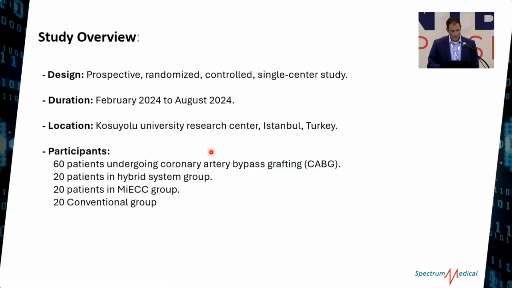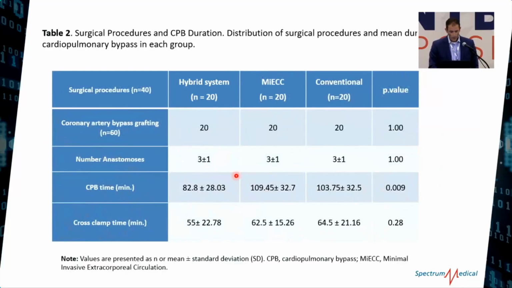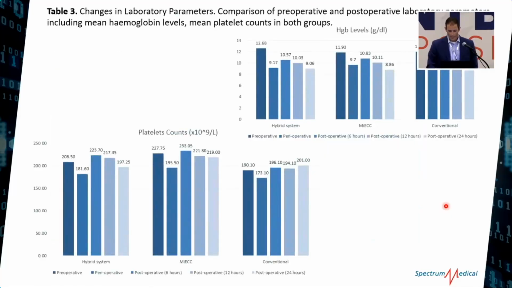It was 60 patients, 20 hybrid, 20 MEAC, 20 conventional. These were just some of the logistics of the patients. All were around 60 years old. Most were men, similar body surface area and similar heart failure group. Again, 20 in each group, 3 plus or minus 1 anastomosis, with some of their bypass times and cross clamp times. Some of the bypass times on the hybrid system were a little lower than the others in that group compared to MEAC, which makes sense.